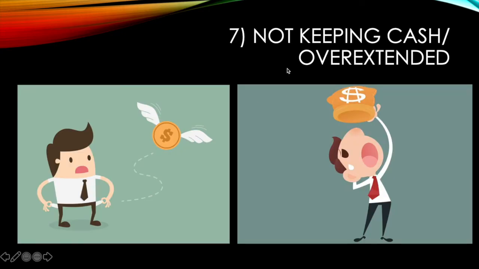So number 7, not keeping enough cash or being overextended. This one killed me, and the markets will definitely humble you. I bought a bunch of stocks, and I ended up buying like 20 plus different stocks in my portfolio in the small challenge account, and I overextended myself. I was being too greedy.